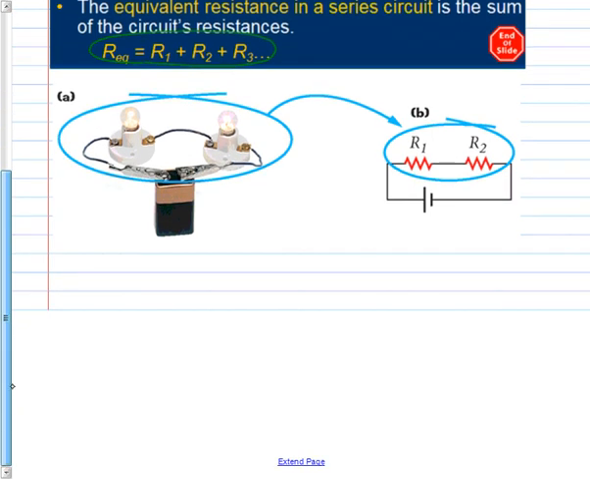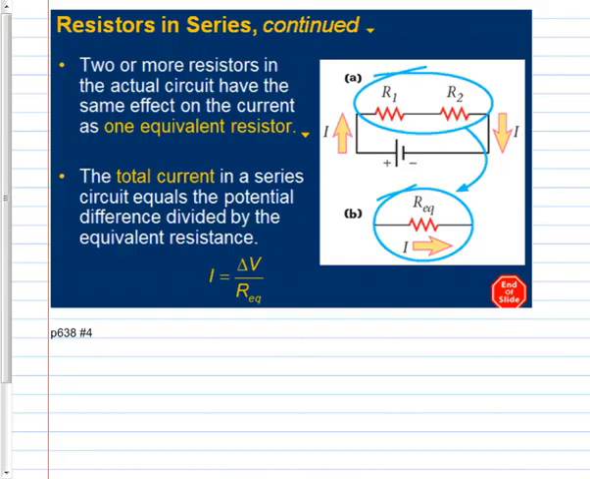So we can take this diagram over here and say, I am going to make one equivalent resistance for this. There's my one resistor that represents those other two. And all I have to do is add resistor 1 plus resistor 2, and that is the value that is going to be the resistor. So that's the first rule we learn about resistors in series. So that one equivalent resistance is what they are showing right down here.